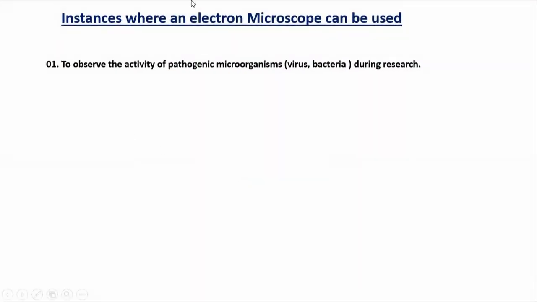So now let's look into the instances where an electron microscope can be used. First one, to observe the activity of pathogenic microorganisms such as virus and bacteria during research. What is pathogenic or pathogenicity? Causing a disease or the ability to cause a disease can be defined as pathogenic or pathogenicity. Alright, so to observe the activity of disease-causing microorganisms such as virus and bacteria during research, we can use an electron microscope.